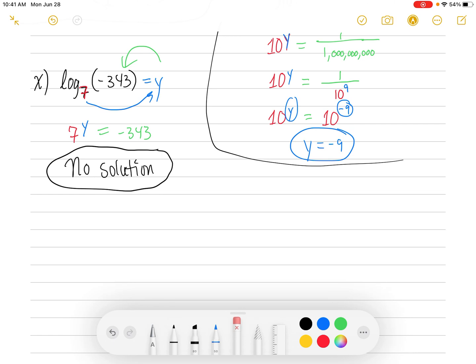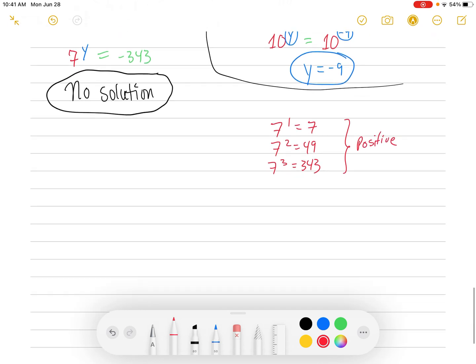Now, if you think about that and try stuff for long enough, you'll never get an answer. There'll be no solution. I'm going to tell you up front, there's no solution here. And the reason there's no solution is because you can never take something and raise it to a power and get a negative number. So this green dude right here, it's impossible to raise something to a power and get a negative number.